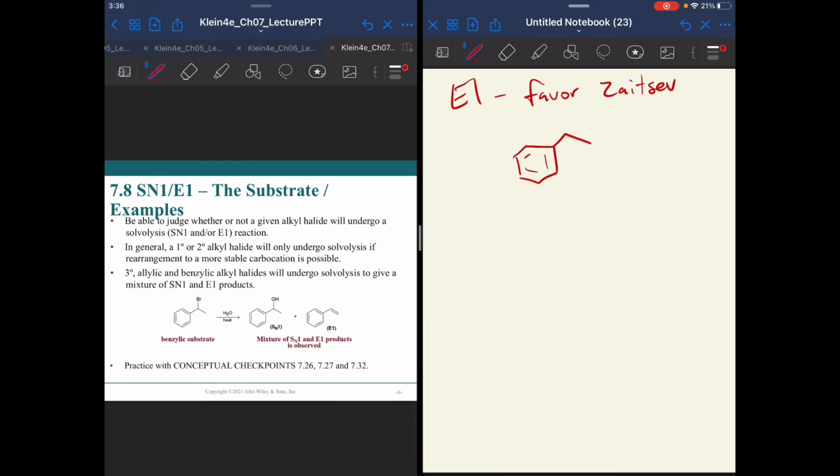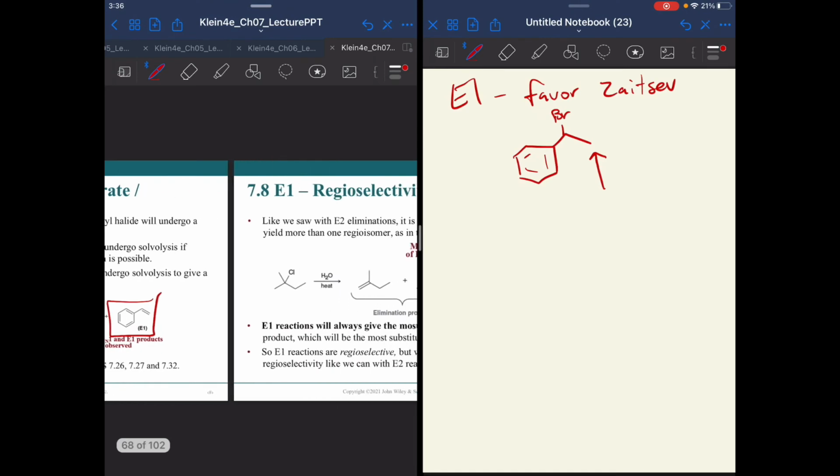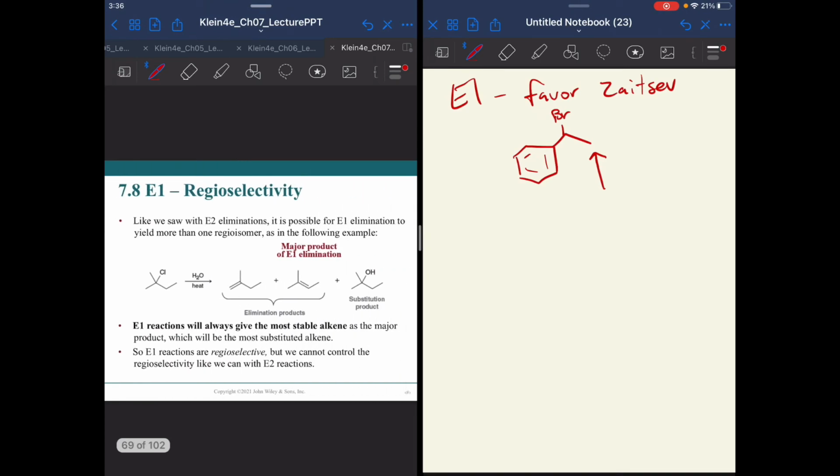One of the most common mistakes people will make here is to try to put 5 bonds on carbon. But something to note in this starting material, this is the only place with a beta hydrogen. The carbon on the left of the bromine does not have any hydrogen, so you can't eliminate to that side. That is why you only get this one elimination product here, and it's not a major or minor, it's just the only one.